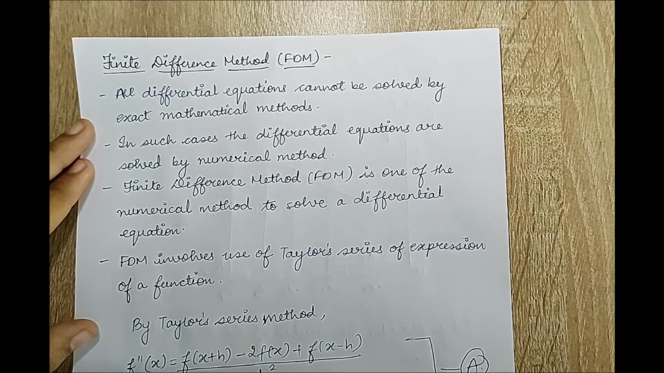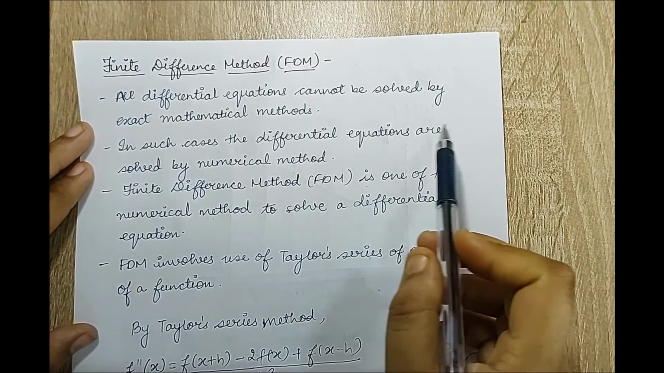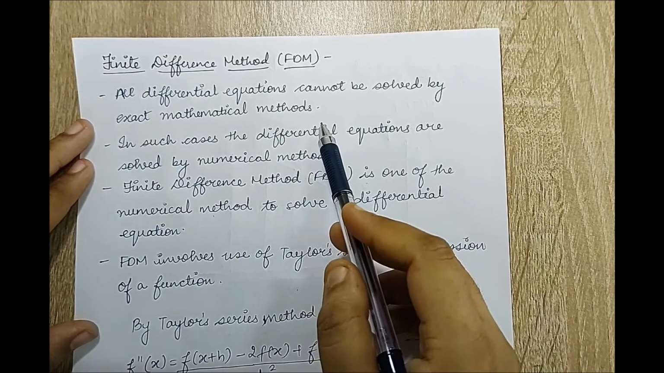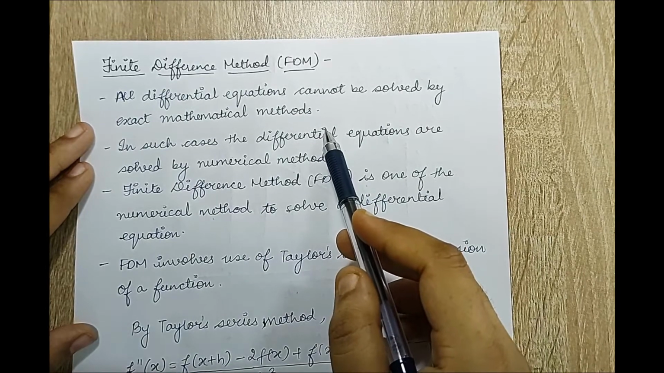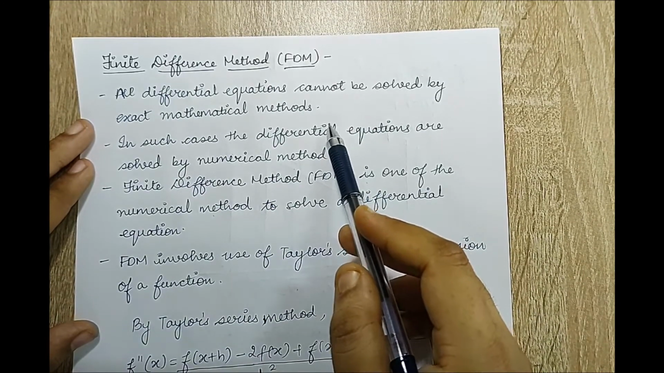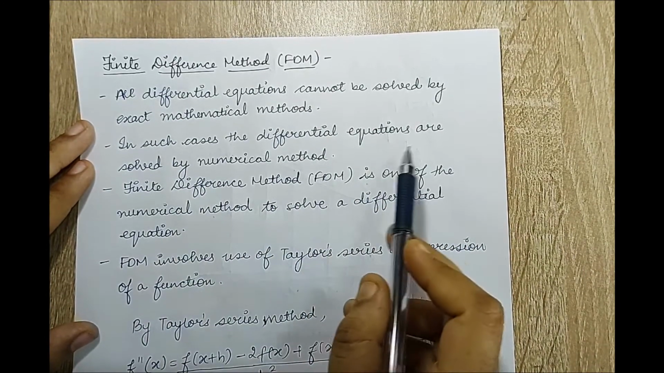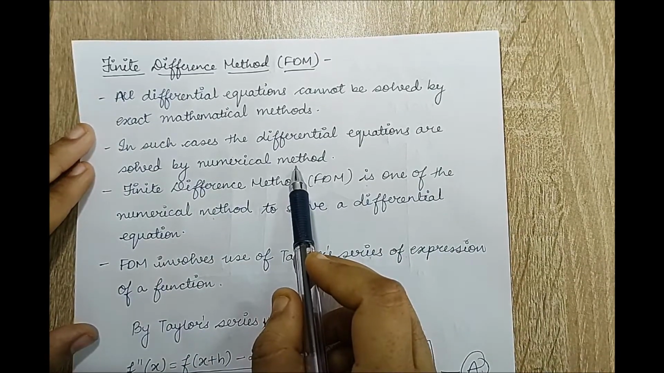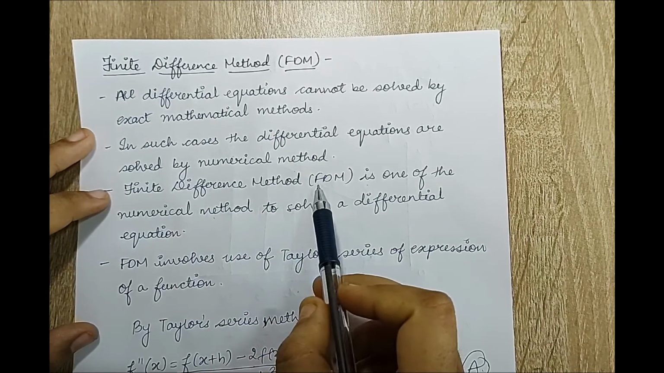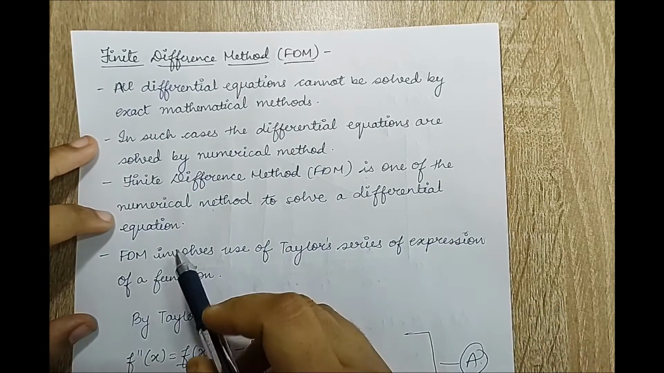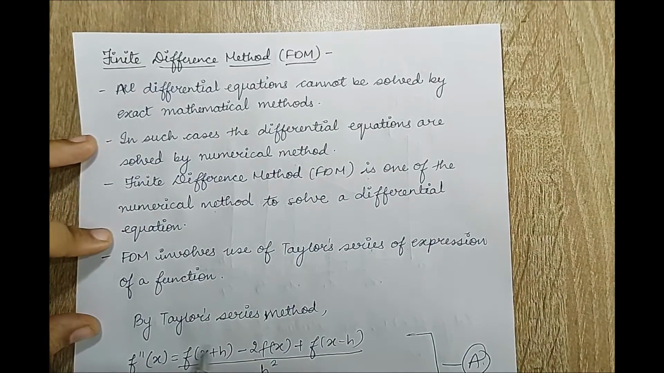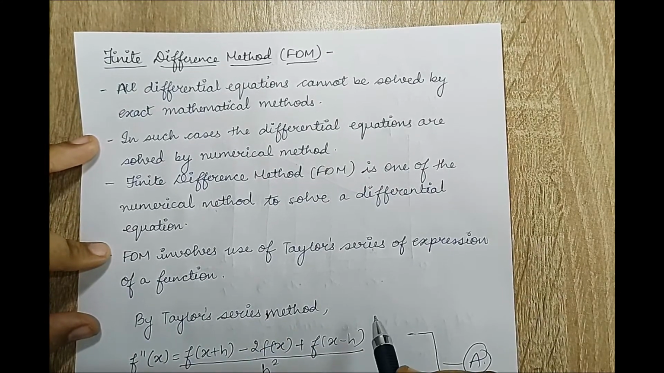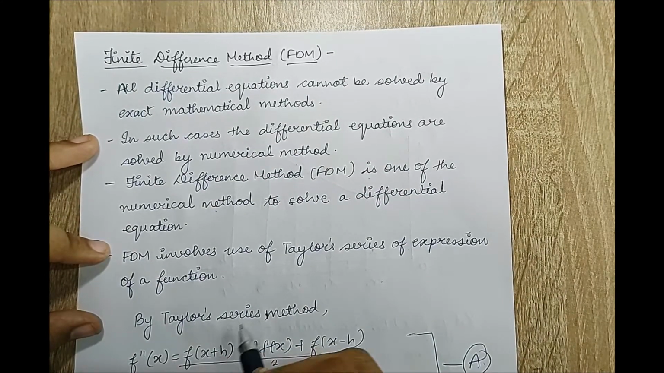Let's get started. All differential equations cannot be solved by exact mathematical methods, which means the method of finding the complementary function and particular integral, which I have discussed in the previous session. In such cases, the differential equations are solved by numerical methods. Finite difference method, that is FDM, is one of the numerical methods to solve a differential equation. FDM involves use of Taylor series expansion of a function.